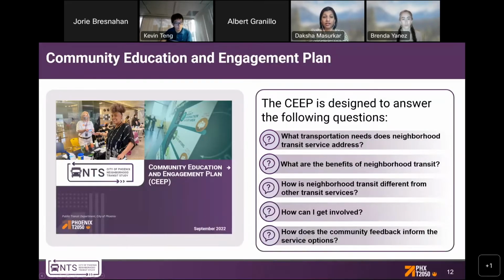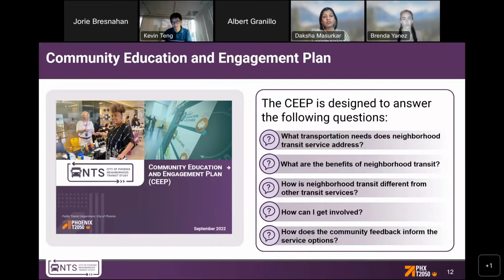So a community education and engagement plan was developed. The goal of this plan is to identify the tools and techniques to engage with different representatives of the communities and with the people of the community and educate them about neighborhood transit.